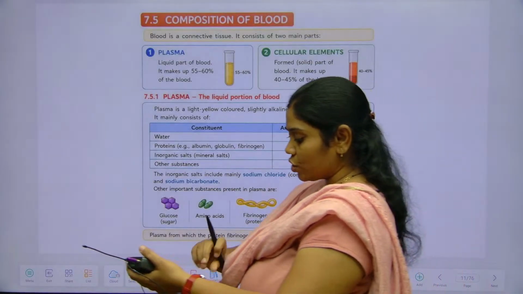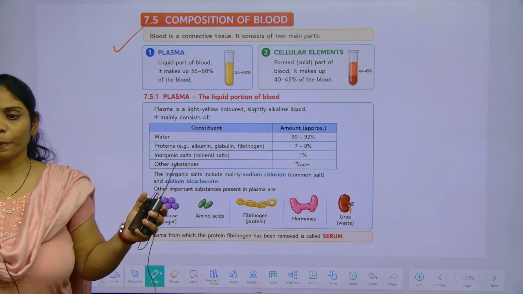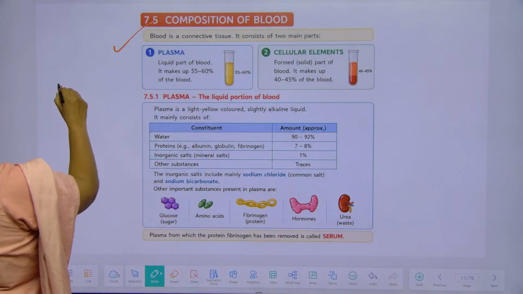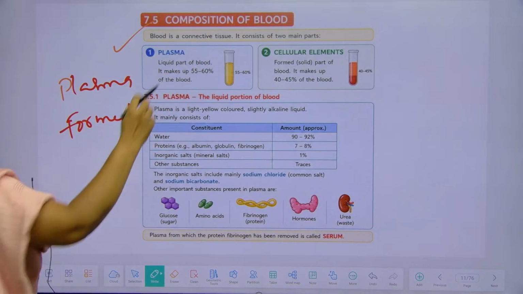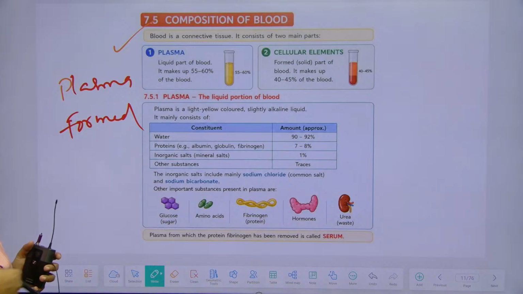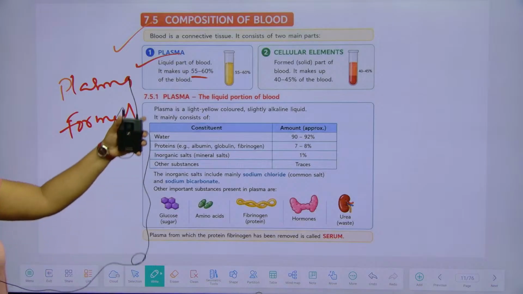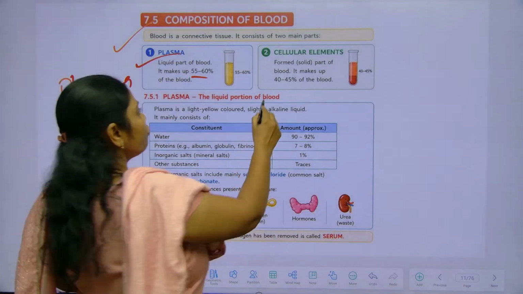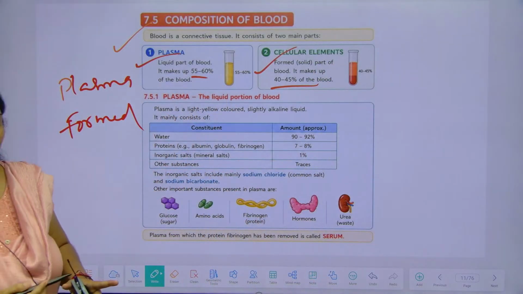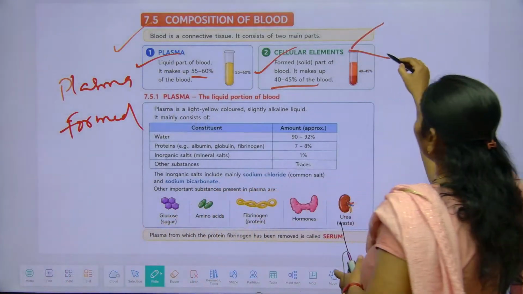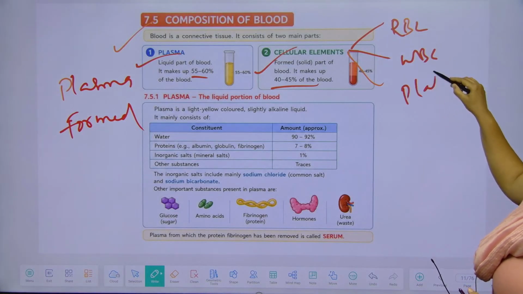Okay. Composition of the blood. Composition of blood means in the blood what can we identify? Plasma. Very good. Blood has what? Plasma and formed elements, or else you can call them cellular elements also. So, what is the percentage of the plasma? That is 50 to 60%. The major amount will be the plasma only. The remaining 40 to 45% will be the cellular or formed elements. What are the formed elements? There are three types again, that is what? RBC, WBC and platelets. Okay.